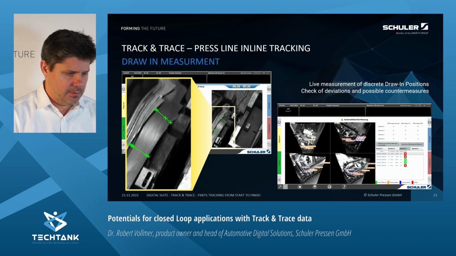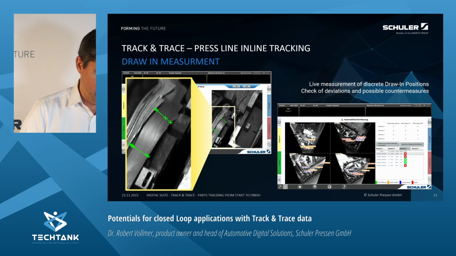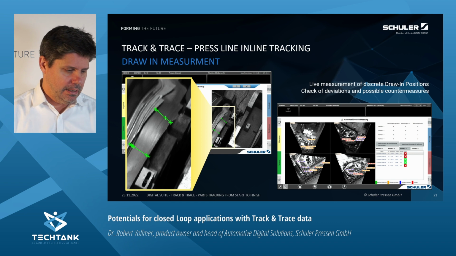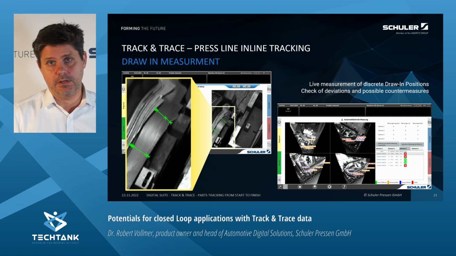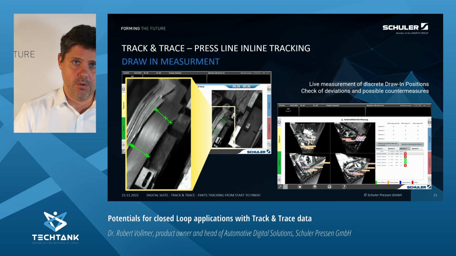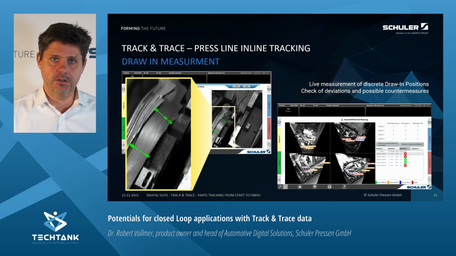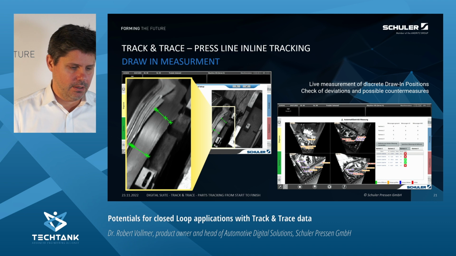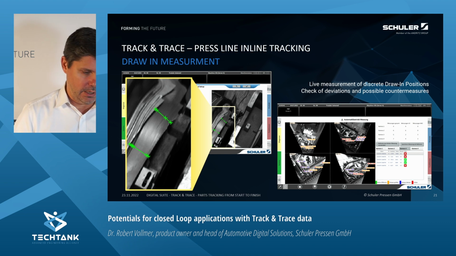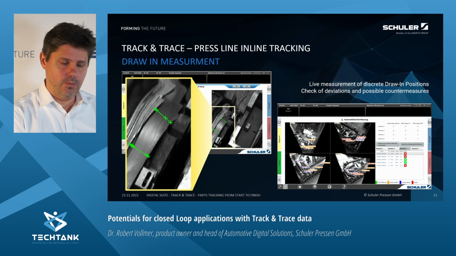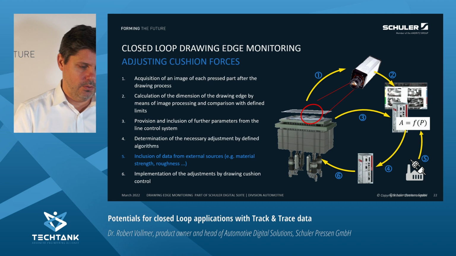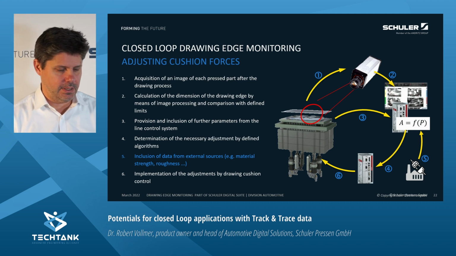As you can see here, here's an example of the track and trace inline tracking of the draw-in measurement. It's a camera-based technology product, which we can integrate into press stage 1. That means right after forming in press stage 1, we do a measurement of the flange and have the discrete draw-in positions available. Here we can check for deviations, and what we plan to do with this solution in detail is that we do a closed loop application out of this data.